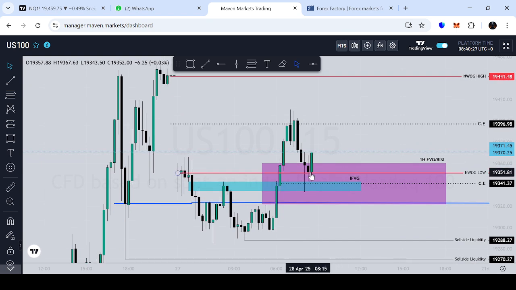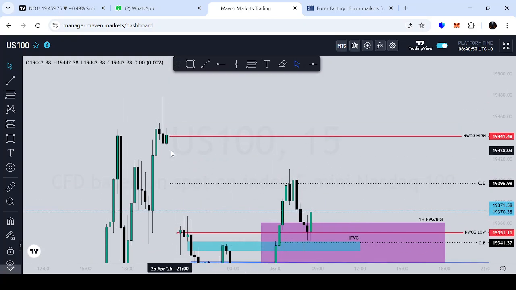I see the price reaction at the low of the new week opening gap, the body closing on it, cannot break below, the wick reaching outward at the inversion fair value gap. This is the inversion fair value gap. You can see the wick reaching outward there. Then the body closing at the new week opening gap low. This is the low of the new week, while here is the new week opening gap high.